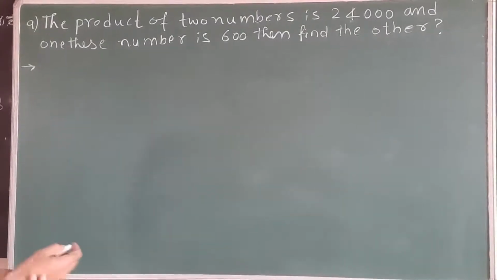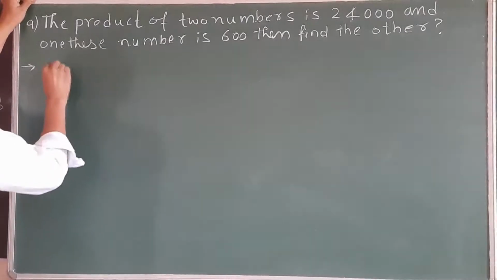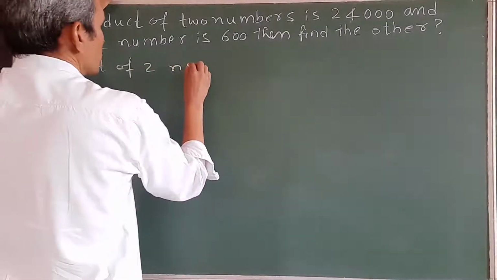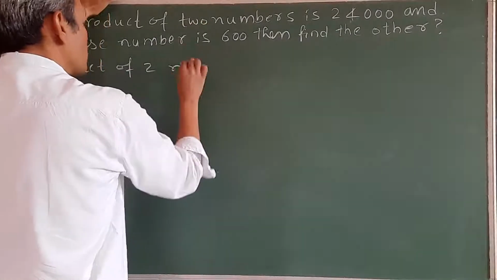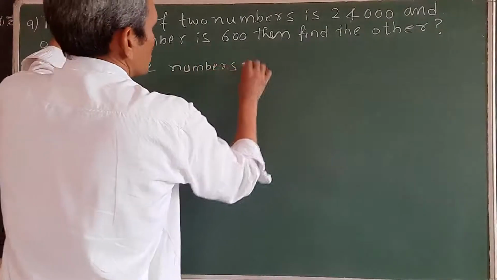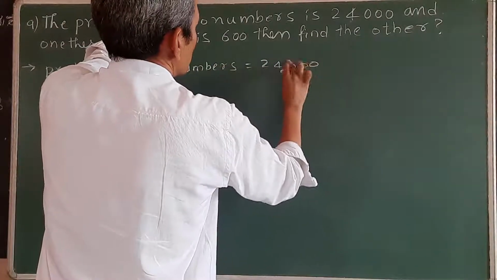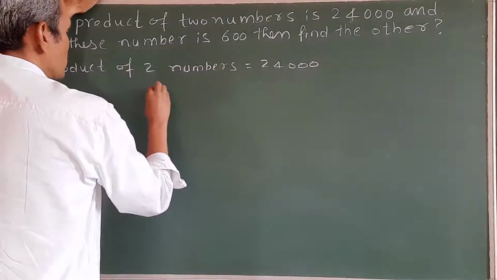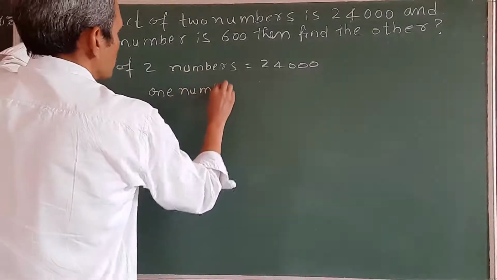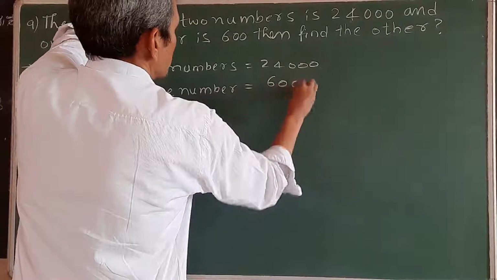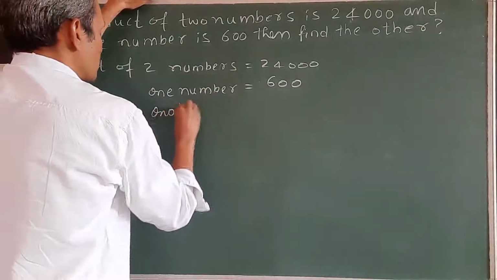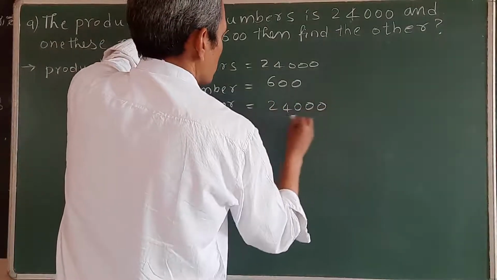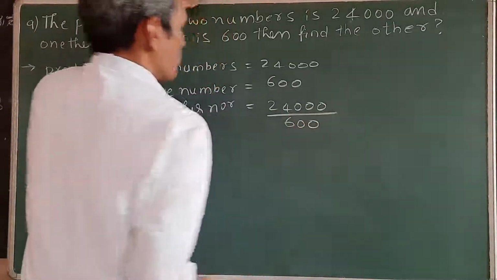We will write the data here. The product of two numbers is equal to 24,000 and one number is 600, and the other number is, if we divide 24,000 by 600 we will get the other number.